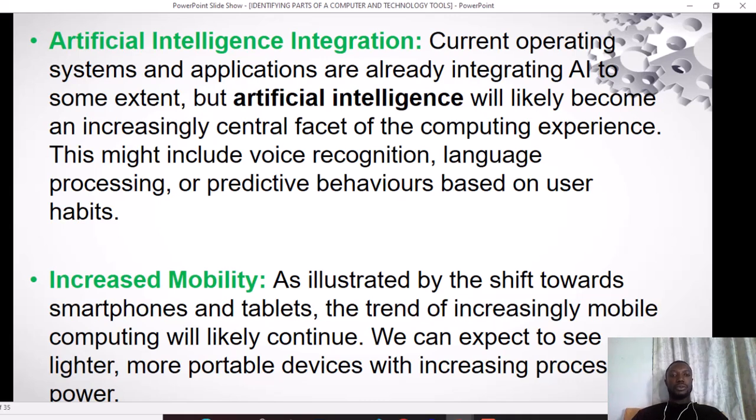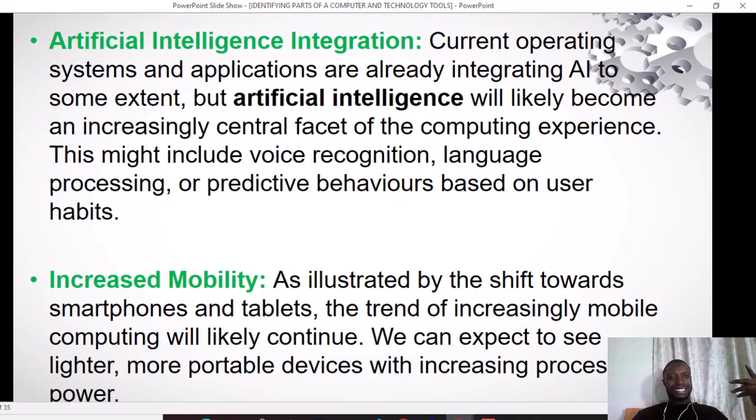All right, we already talked about AI, how it will impact human lives, and how it is even impacting human lives now. AI is already in use, and it's not all that new to the system, and it will be very, very advanced in the next generation. All right, so let's move to increased mobility.